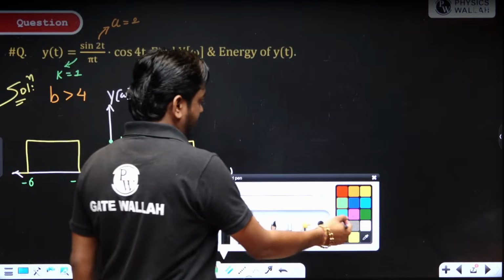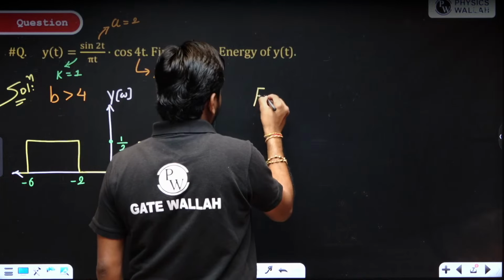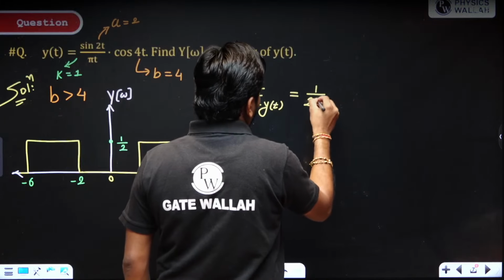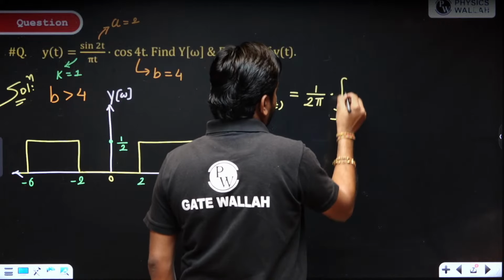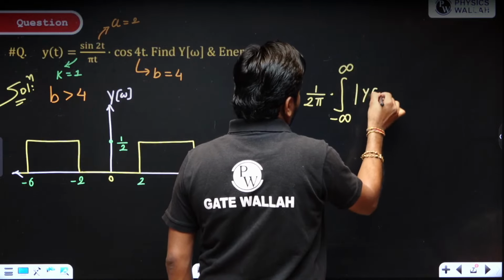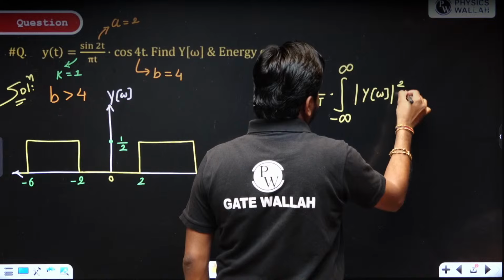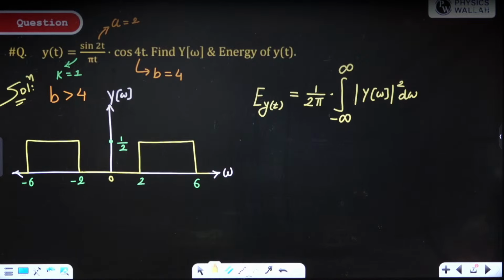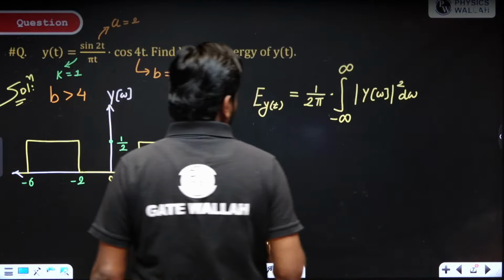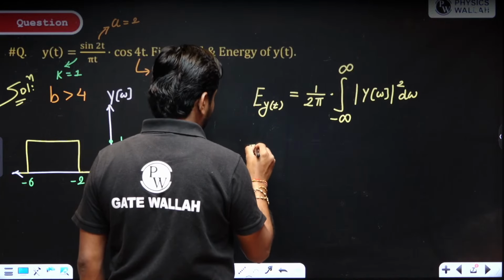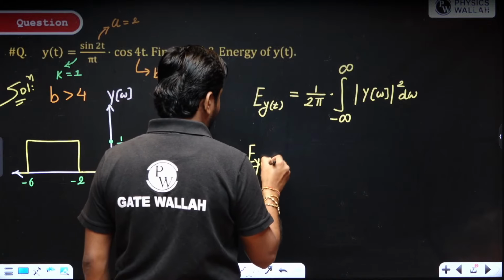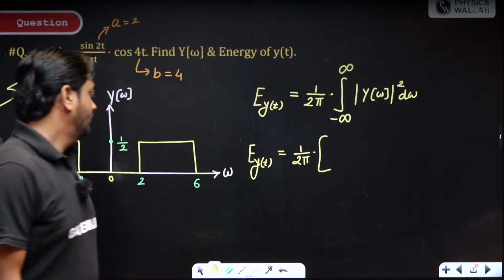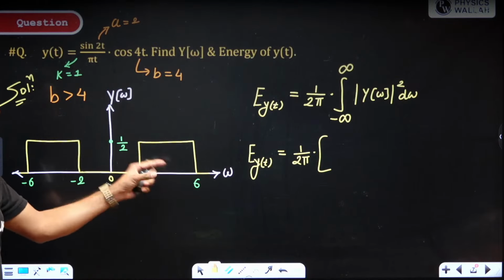Now energy. For energy you can use Parseval's energy theorem. So the energy of the signal, according to Parseval's theorem, is 1 upon 2 pi integration from minus infinity to plus infinity of mod y of omega whole square d omega. Right? So here, energy is 1 upon 2 pi. Now you can use the shortcut: both rectangles have the same width and the same amplitude.